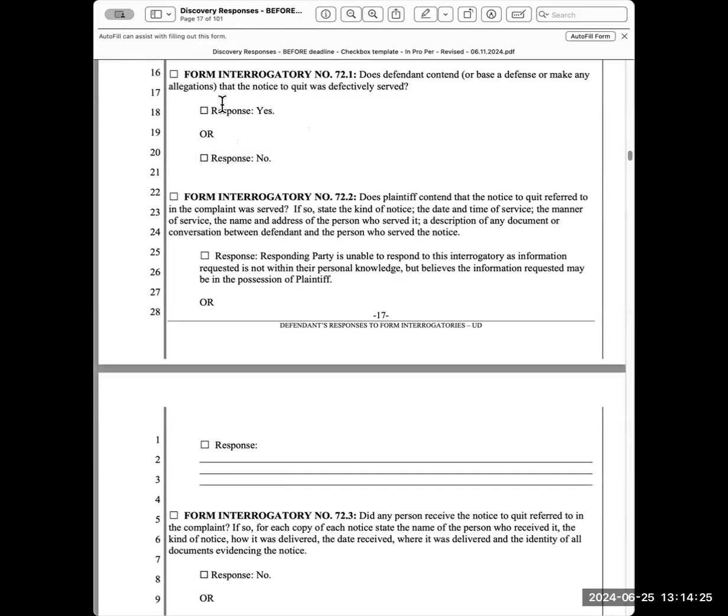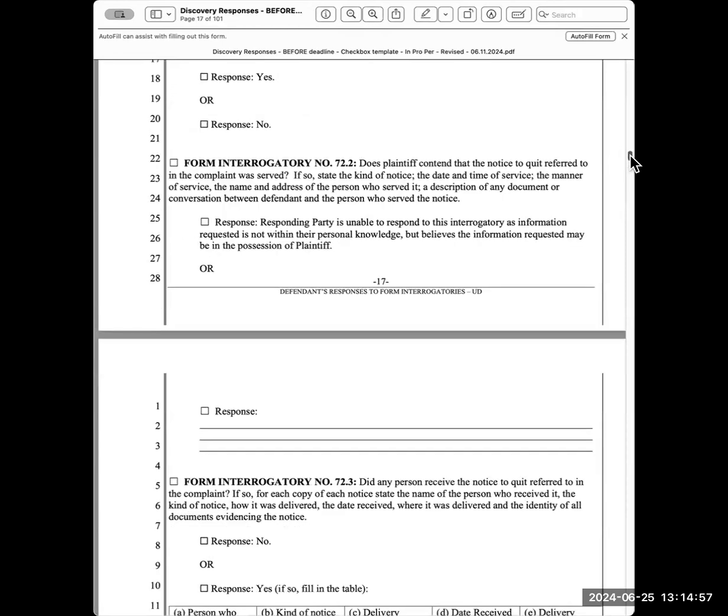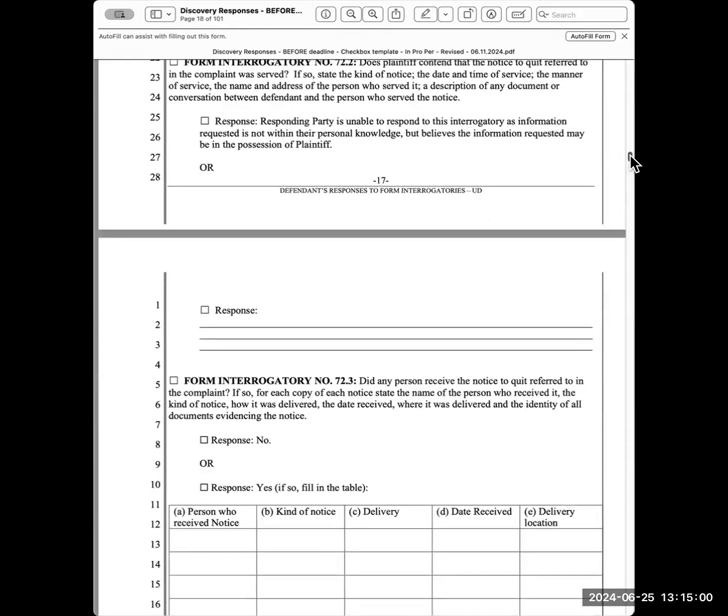If you feel the notice was served properly, meaning it was posted in a conspicuous place on your property, if it's posted, it's supposed to also be mailed. So if it was only posted and not mailed, you could consider no. If it was properly served, if it was posted and mailed to you, you could consider yes. You're going to answer the question based on your experience with receiving the notice.